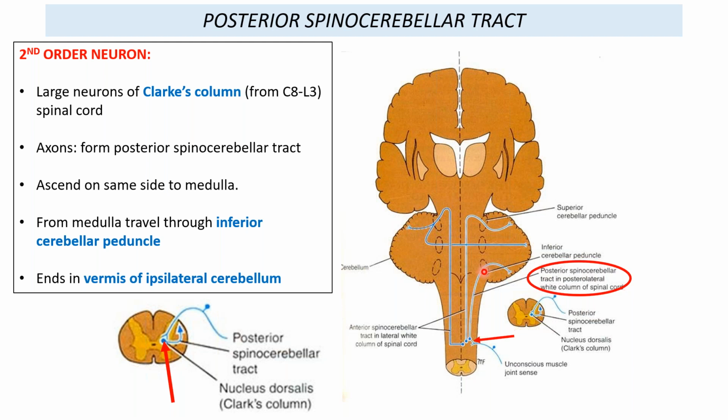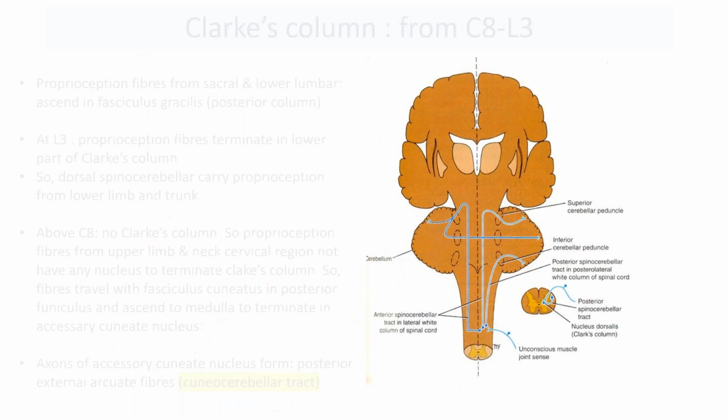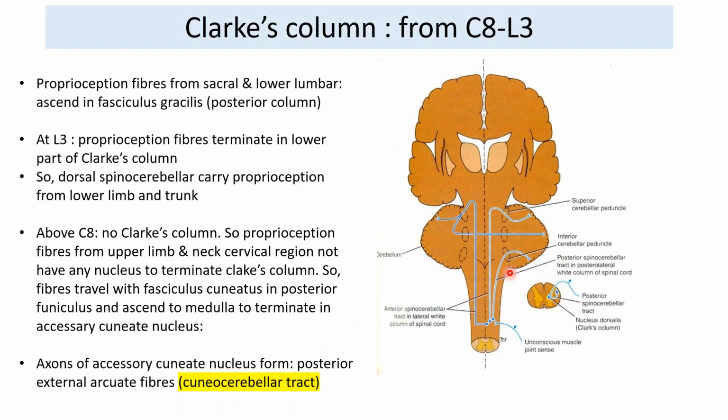Peduncles connect the cerebellum with the brainstem. This is the inferior cerebellar peduncle, this is the middle cerebellar peduncle, and this is the superior cerebellar peduncle connecting the midbrain to the cerebellum. The inferior cerebellar peduncle connects the medulla to the cerebellum, and the middle cerebellar peduncle connects the middle part of the brainstem to the cerebellum. Through the inferior cerebellar peduncle, this dotted line, it will reach the ipsilateral, same side cerebellum, into the vermis part. So this is the course of the posterior spinocerebellar tract.